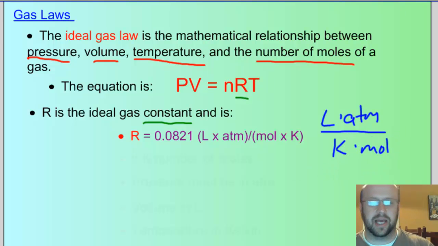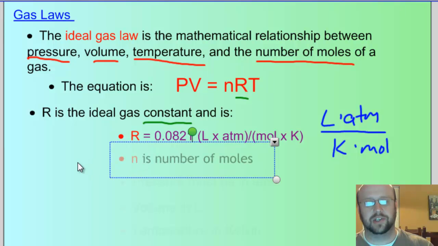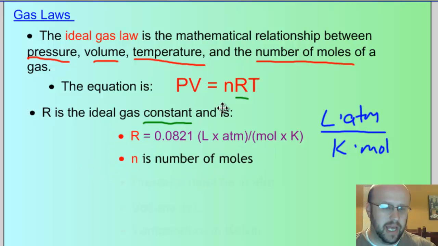Now, why is it like that? Because we are going to define what the rest of our values have to be. We'll get to that in just a second. So the other new thing is N. N is the number of moles. That's pretty simple. Moles are the units, so you plug in moles in that case.